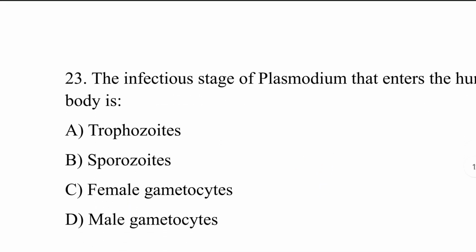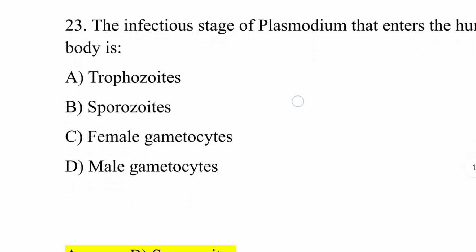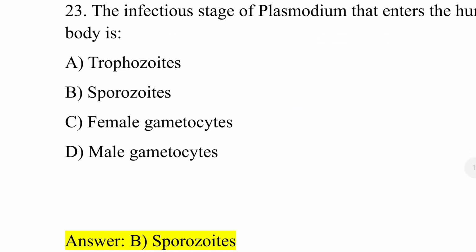Next, 23rd question. The infectious stage of Plasmodium that enters the human body is option A, trophozoites. Option B, sporozoites. Option C, female gametocytes. Option D, male gametocytes. The correct answer is option B, sporozoites.